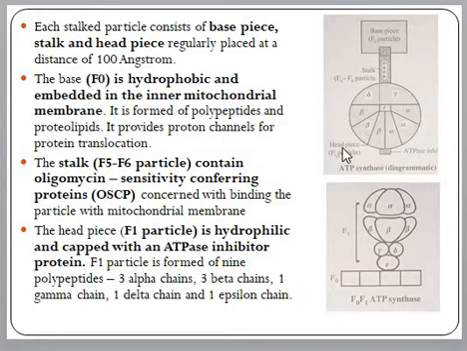The head piece is the most significant one. This is hydrophilic and capped with an ATPase inhibitor. So this is the ATPase inhibitor. When there is ATPase inhibitor, this enzyme will not work. Otherwise, if the ATPase inhibitor is removed, it will work. The headpiece is formed of 9 polypeptides. It's a protein, of course, ATP synthase, formed of 9 polypeptides: 3 alpha chains, 3 beta chains, and 1 delta chain, 1 epsilon chain, and 1 gamma chain. This is the structure of a typical ATP synthase, called the F0 particle or oxysomes.